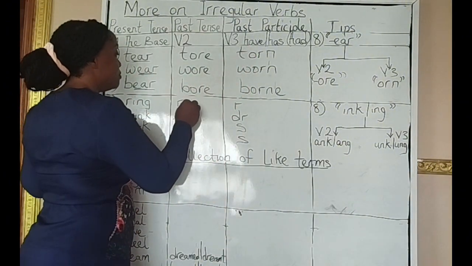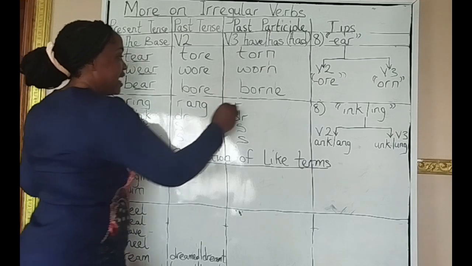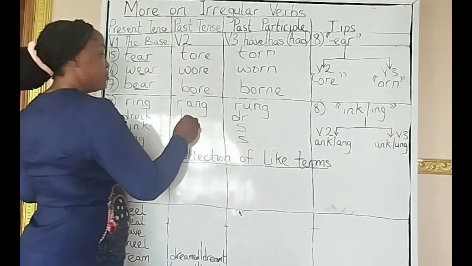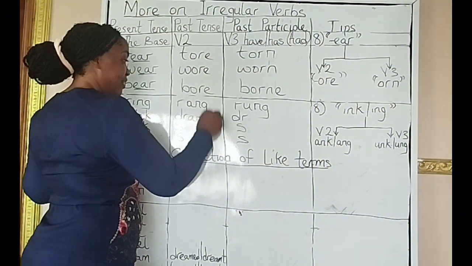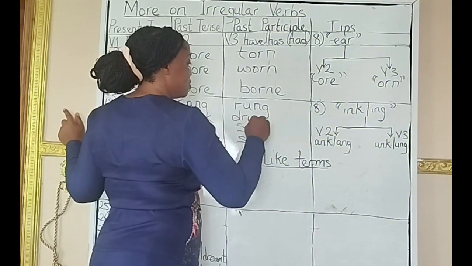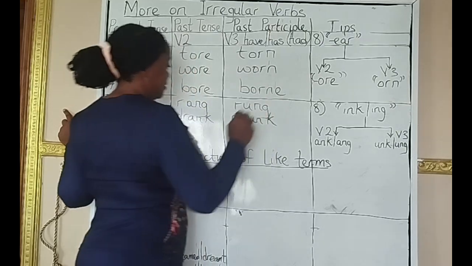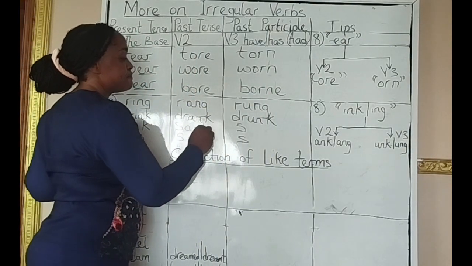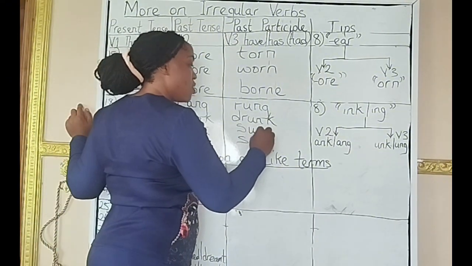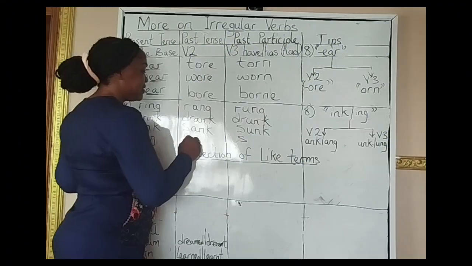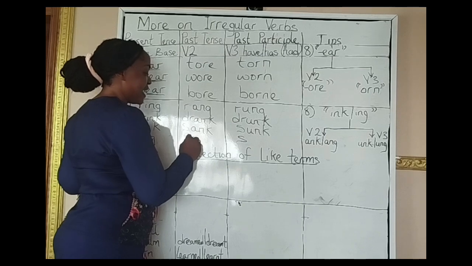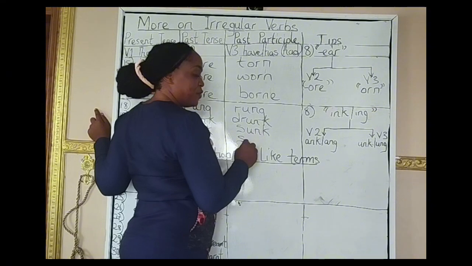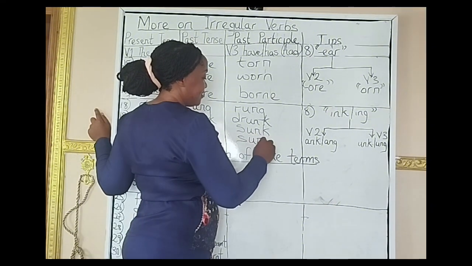Ring becomes rang, and here becomes rung. Drink becomes drank. I just drank water, and here becomes drunk. Sink becomes sank, and here becomes sunk. Sing becomes sang, and when it comes to V3 becomes sung.